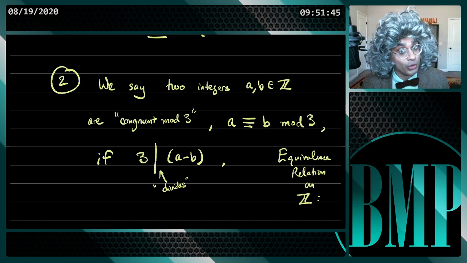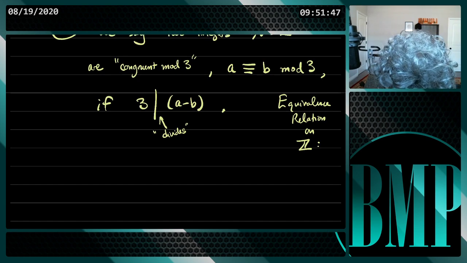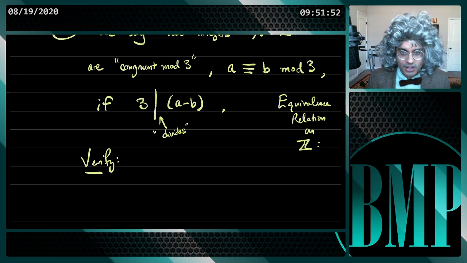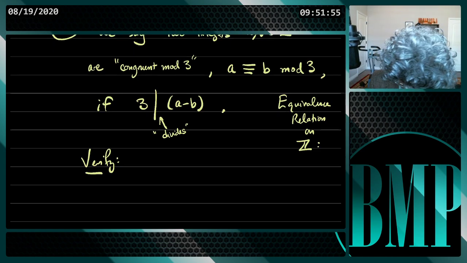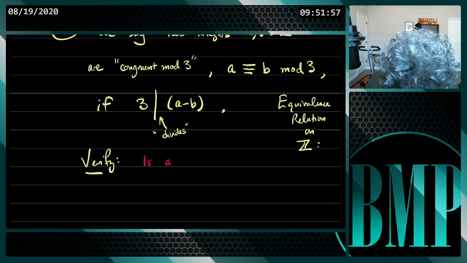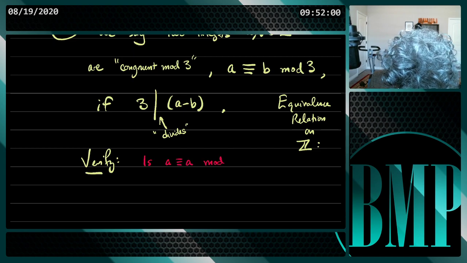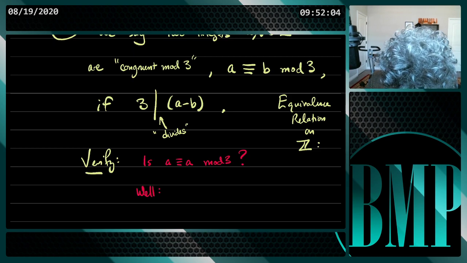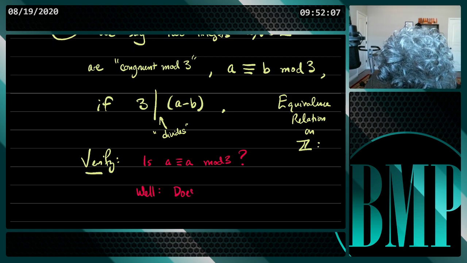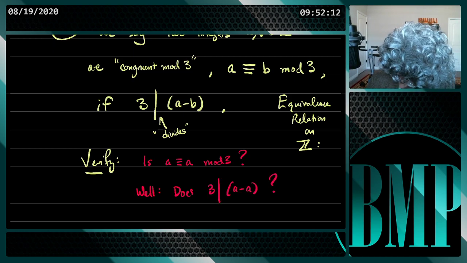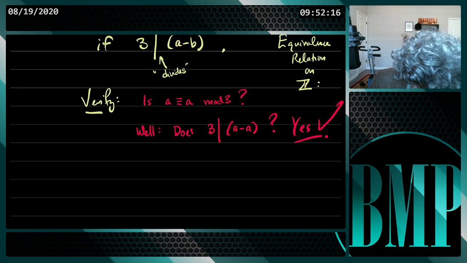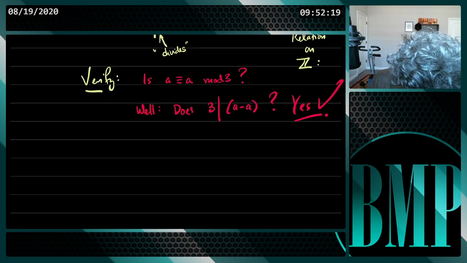Let's verify that really, really fast. Okay, reflexivity. The verification is usually simple. So is A related to A? Check. Well, does 3 divide A minus A? Yes. Good. 3 divides 0, of course. All right, so that's reflexive.